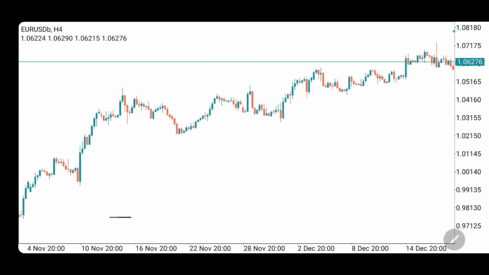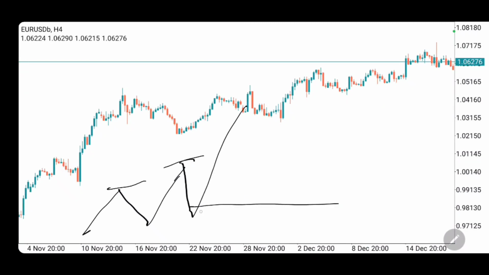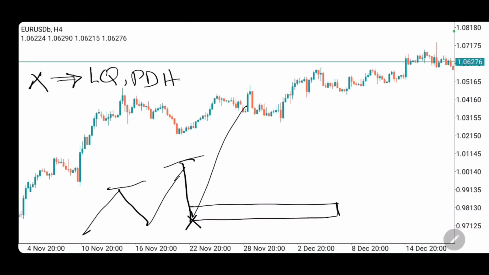For a turtle soup long, the market creates higher highs and higher lows in a buy market structure, and now we identify a demand zone that we're going to enter and trade, and this is X. I told you our X represents our liquidity, and liquidity could be your previous day's high, your high of the day. It could be an old high.